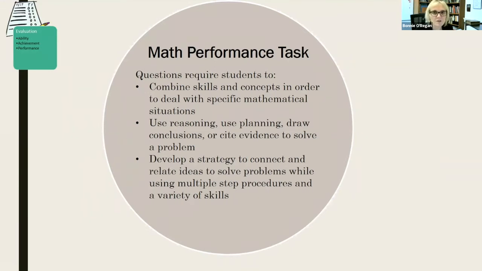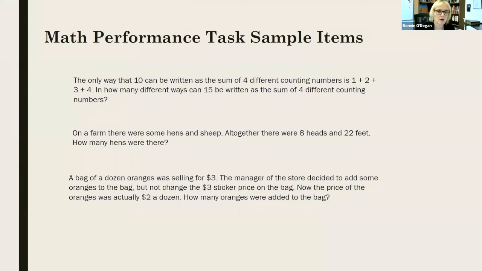On the math performance task, what the students are asked to do is take their skills that they already know and use it to develop new knowledge and using a strategy. So here are a few samples. For instance, 10 can be written as a sum of 4 different counting numbers as 1 plus 2 plus 3 plus 4. And how many ways can 15 be written? You can see here where they can add to 15. They just need to make sure that what they're doing is making an organized list.